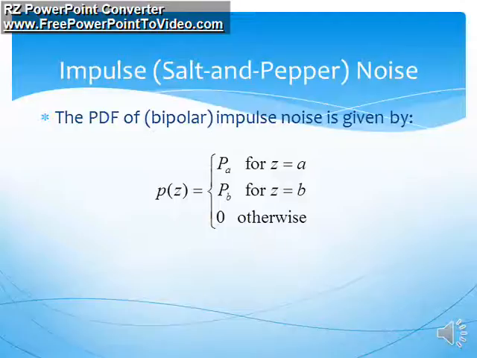The probability density function of bipolar impulse noise is given by P(z) equals Pa for z equals a, Pb for z equals b, and in all other cases the value is equal to 0.